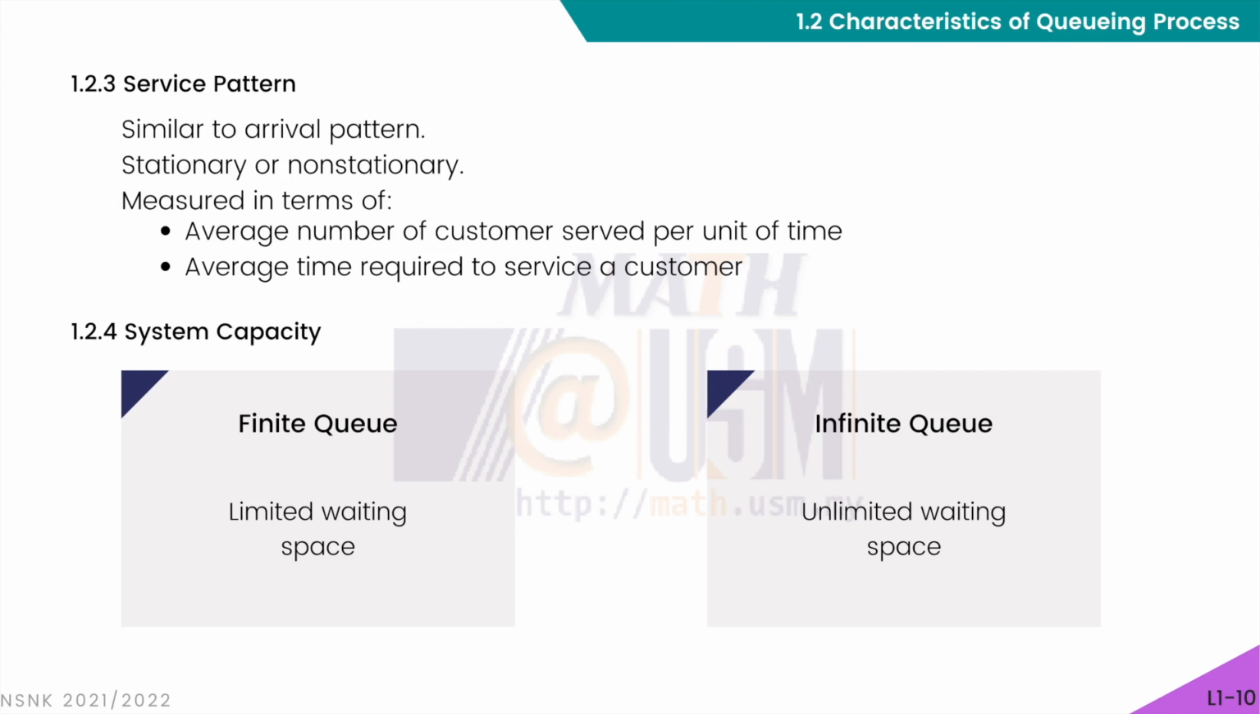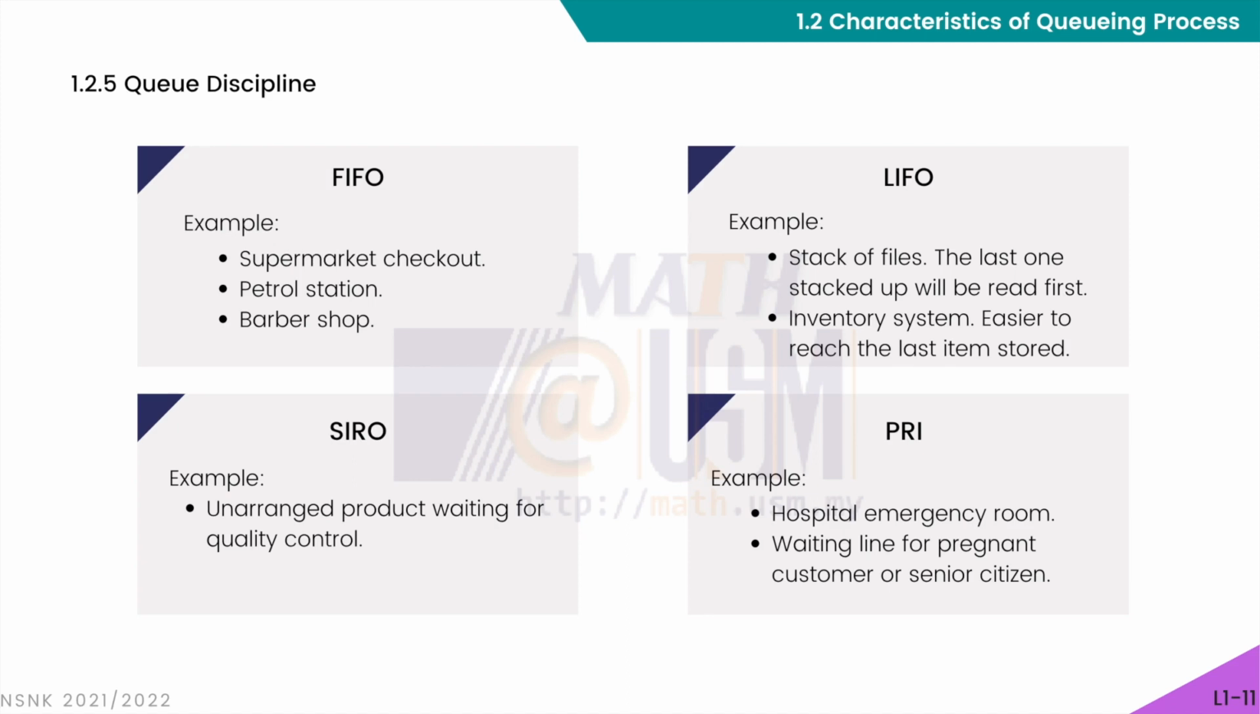Characteristic number 4 is the system capacity. System capacity represents the maximum number of customers allowed to wait in a queue. There are two possible situations. The first one is a finite queue, where you have limited waiting space, and a customer that arrives when the queue is full cannot even enter the system. The second one is an infinite queue, with unlimited waiting space, so the queue can just grow longer and longer without any limitation.